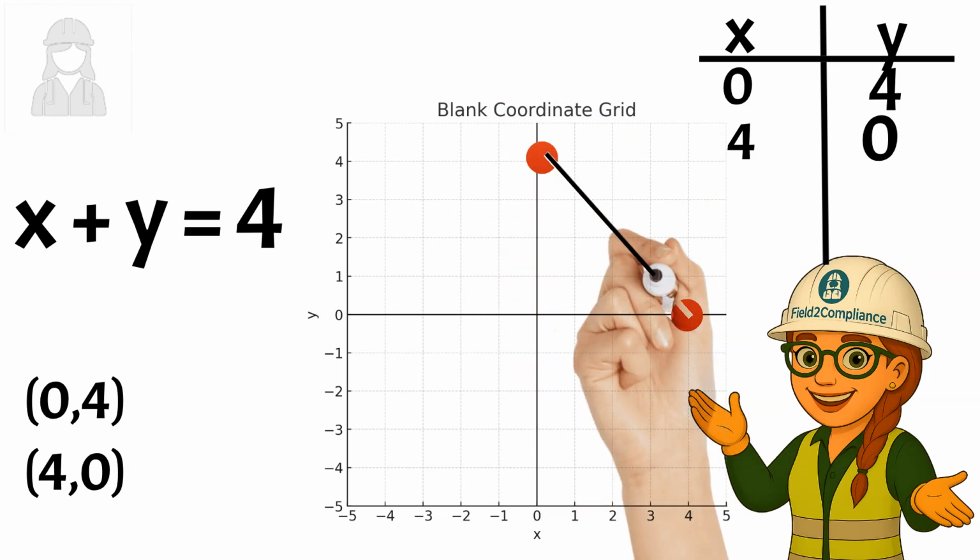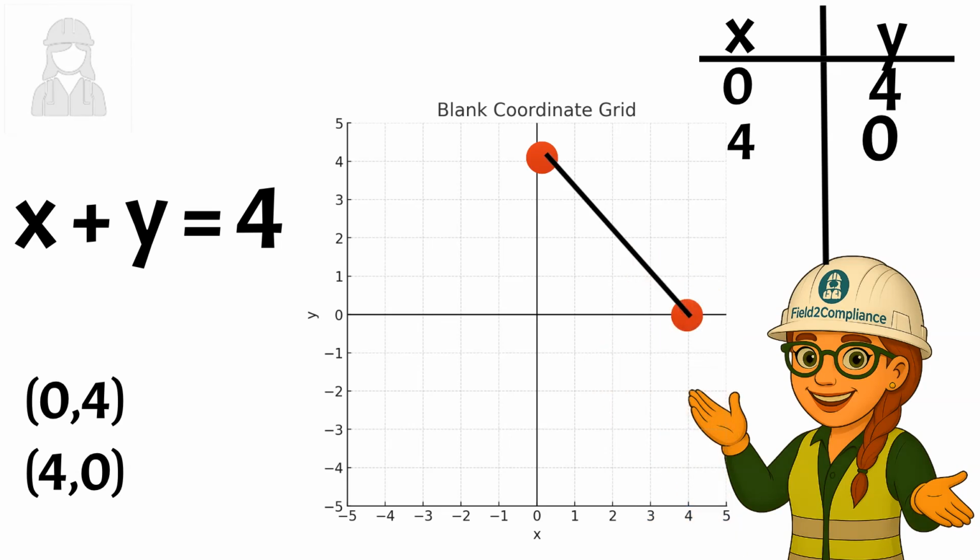You can always make a small table of values. This is common: x and y values, and then plot the points. 2 points make a line, but 3 points double check your work.